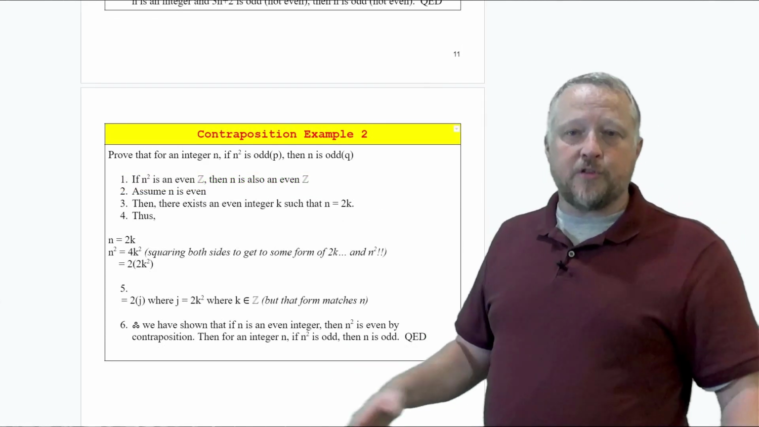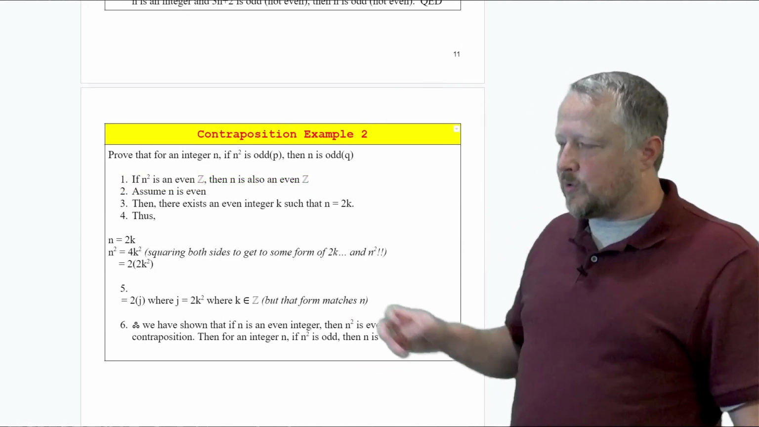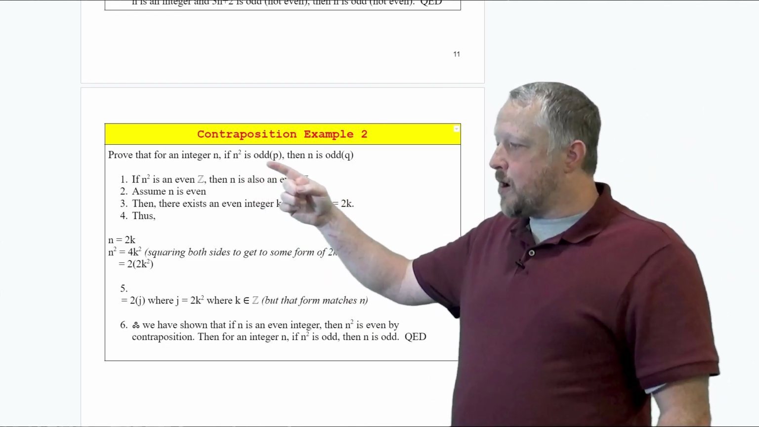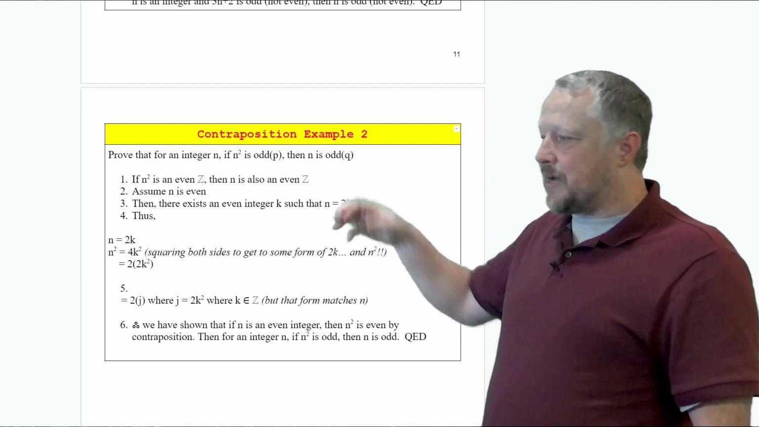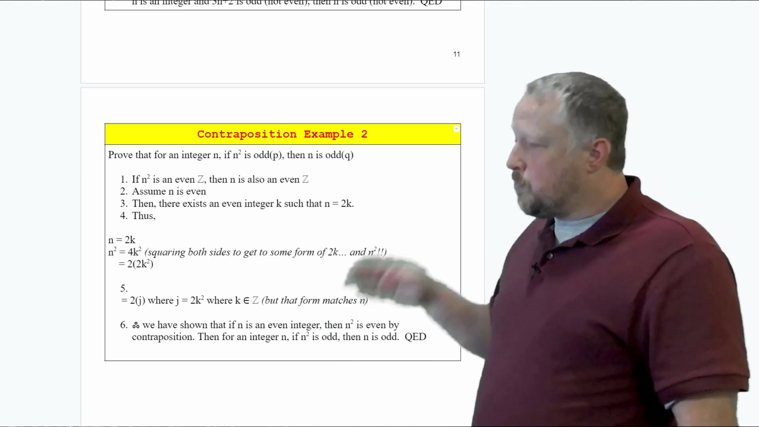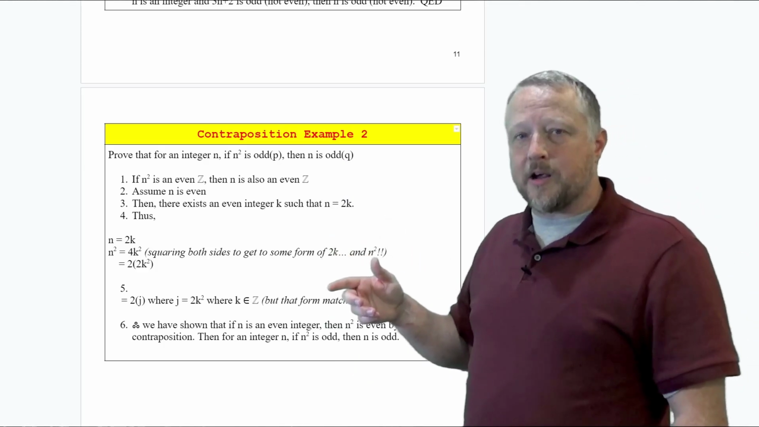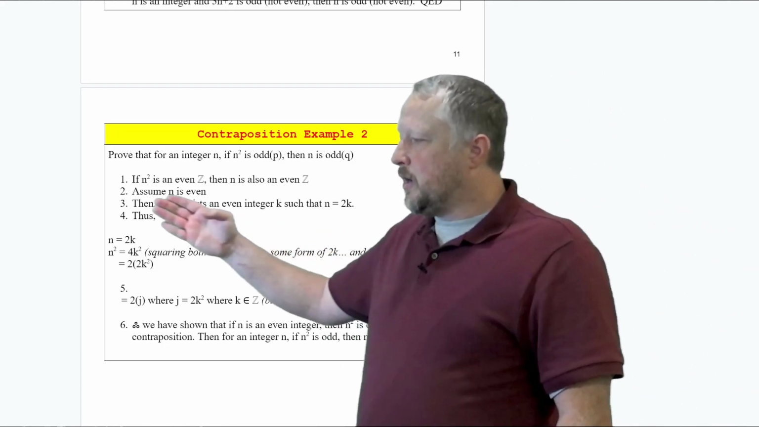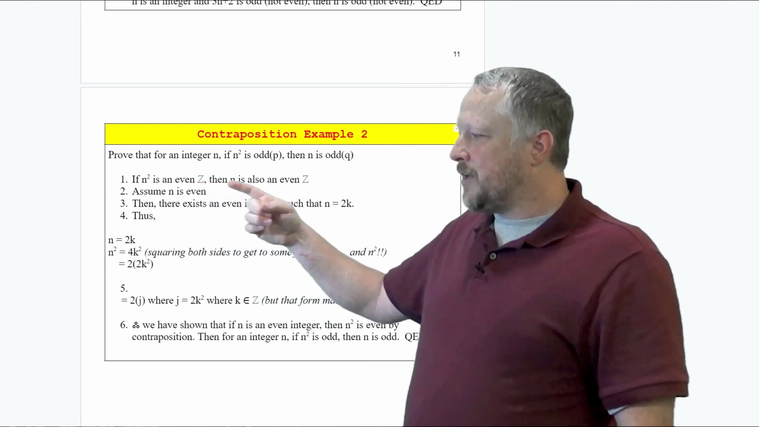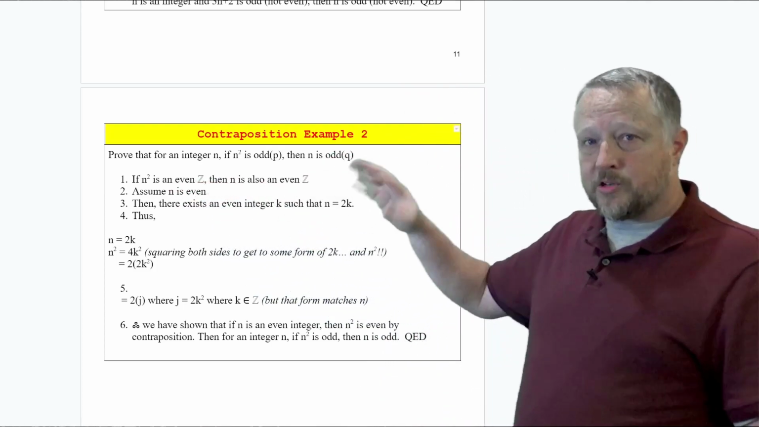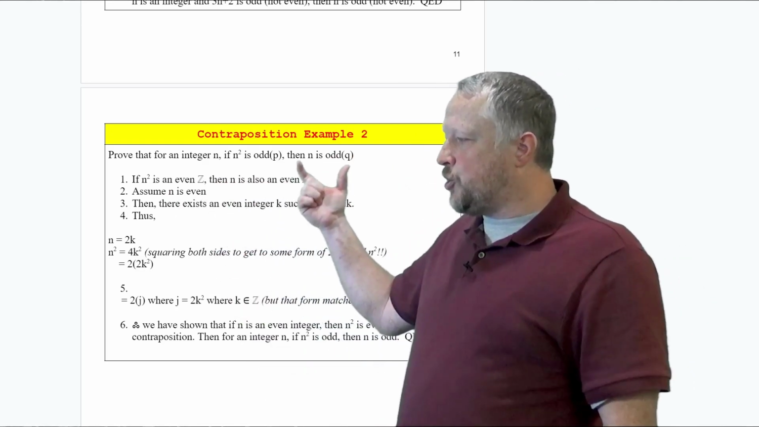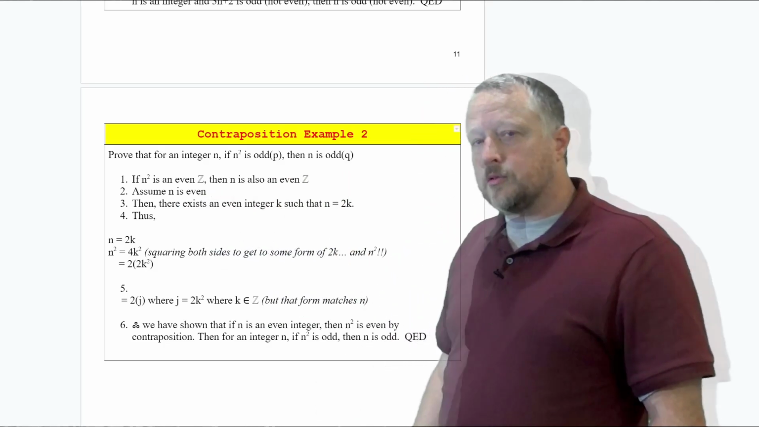And example number 2, very similar, but there is a little gotcha on this one, so just a heads up on that one. Prove that for an integer n, if n squared is odd, then n is odd. So it's already set up in our P implies Q situation with an if n, and that's good. But as you know, we're going to end up negating something here in a moment. So that's number 1: if n squared is an even integer, then n is also an even integer. Notice that's been flipped.